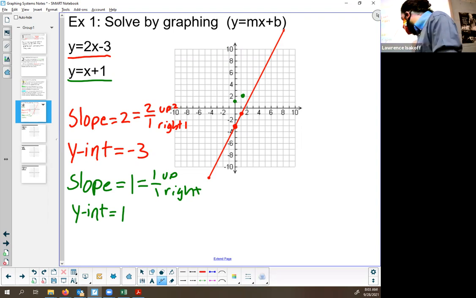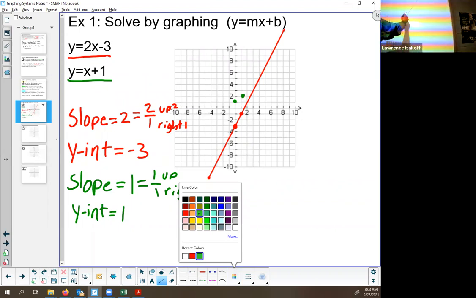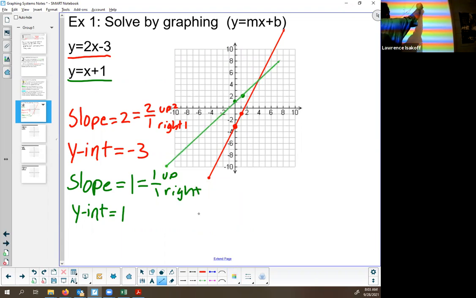So again, I'm going to utilize my line tool here, which is something you'll be able to do on Cami if you're deciding to do your work that way. I personally would recommend it. It's going to make your life with graphing here pretty easy.